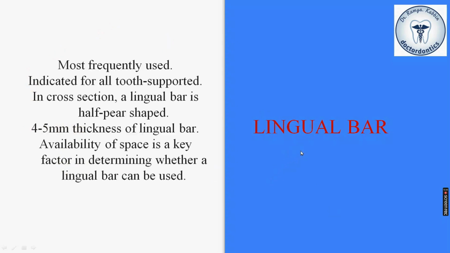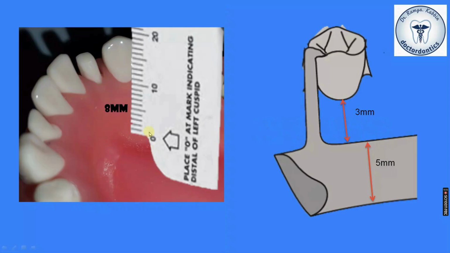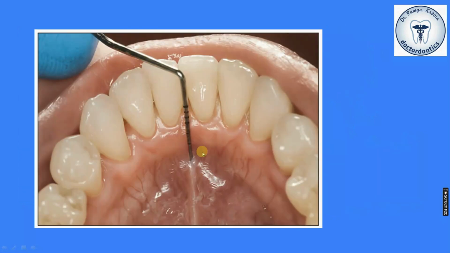To decide whether lingual bar has to be your major connector, you should know how much space is available. It should have 8 mm of space minimum. If it is less than 8 mm space, don't go for the lingual bar, because the connector should have minimum thickness of 5 mm and minimum of 3 mm distance between free gingival margin and superior border of the connector. So 3 plus 5, 8 mm. So 8 mm is compulsory for this. You can't reduce 5 mm, it will not be rigid. So this is mandatory. How to measure?